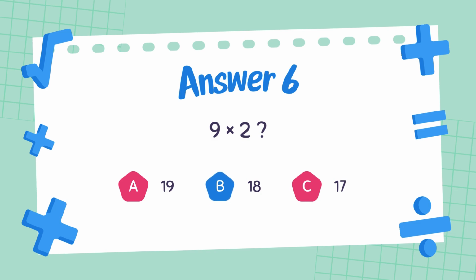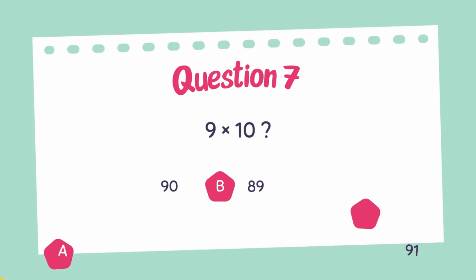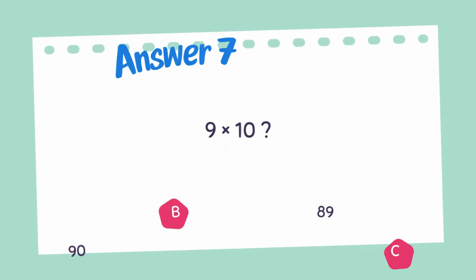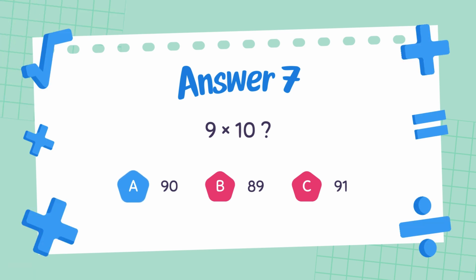Great job. Question 7. What is 9 times 10? Is it A, 90, B, 89, or C, 91? The answer is A, 90.